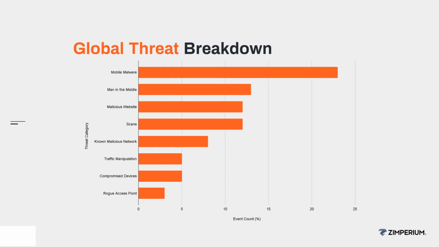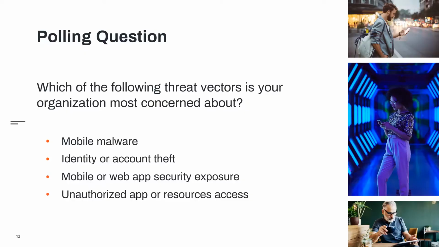We send our users for phishing training all the time, yet they continue to fall for them on mobile devices. Is that a surprise to anybody? I don't think so, but it's still scary when you start to see the numbers there. Then you get down to the other areas: malicious networks, traffic manipulation, compromised devices, and rogue access points. Now, if you're interested in your specific region, I welcome you to download the report and see what it looks like in your area. So we're going to hand it over to this polling question.